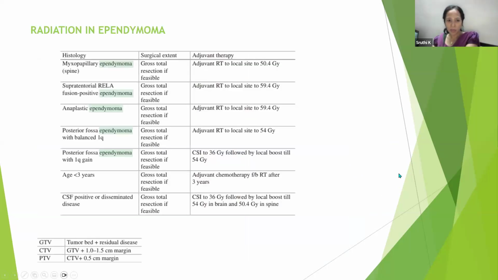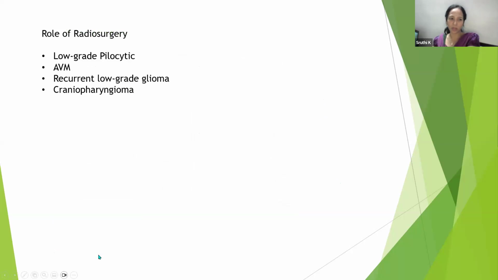When it comes to ependymoma, again, adjuvant RT plays a very important role. And usually in low-grade ependymomas, you can stick to around 50.4 gray. But then in anaplastic ependymoma, you may go up to 59.4 gray. And again, if there is CSF positivity, you would go ahead with craniospinal irradiation. And in these particular tumors, you know that GTV would be your tumor bed and whatever residual disease you're seeing, CTV would be a 1 to 1.5 centimeter margin, and a PTV margin for the same.